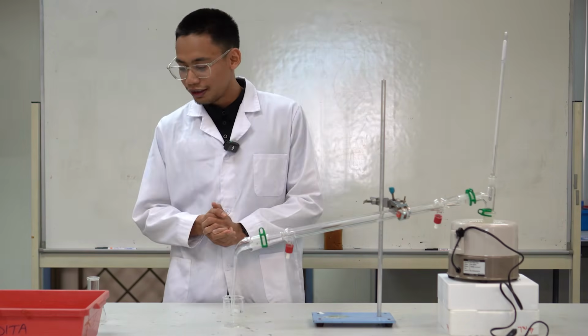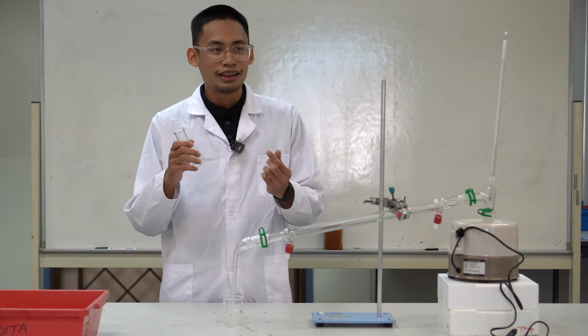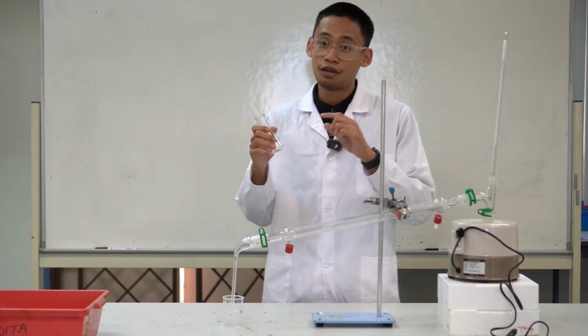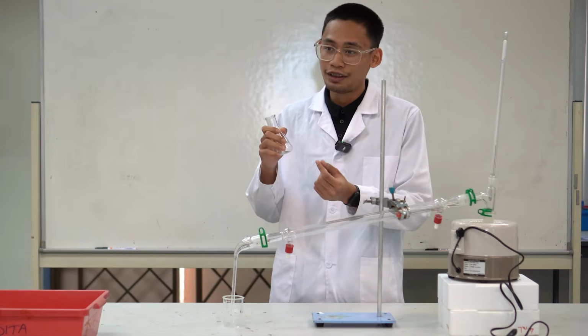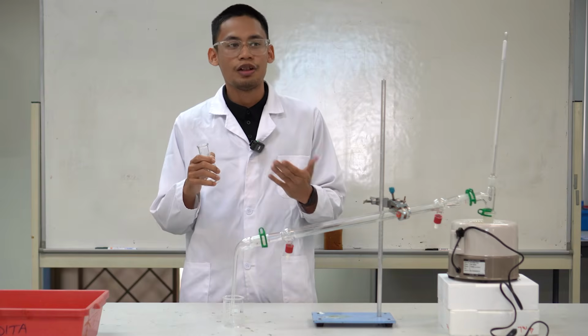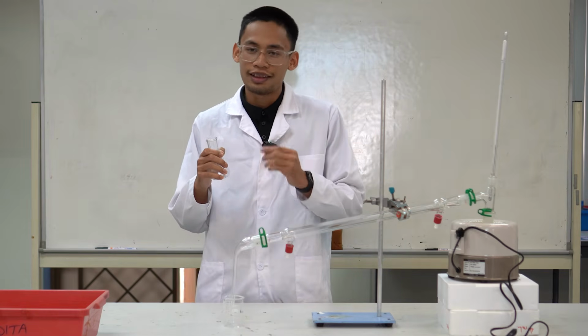So now let's take an example. If you have a mixture containing base and DCM, dichloromethane, how do we separate this? First of all, we need to add anhydrous sodium sulfate. The purpose of adding this is basically to remove the excess water.